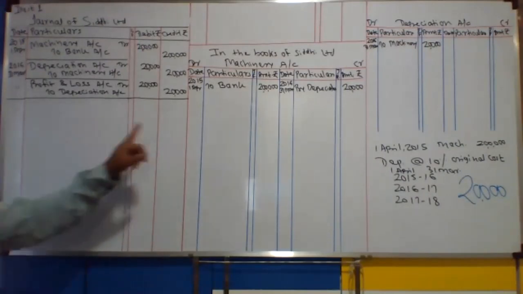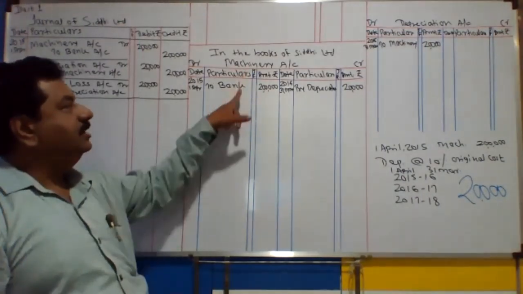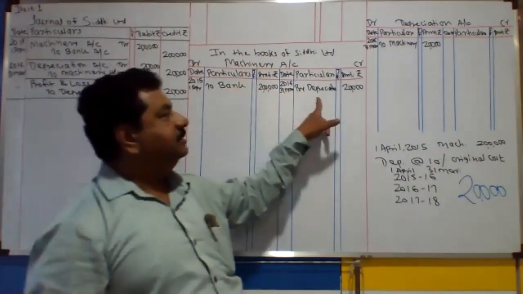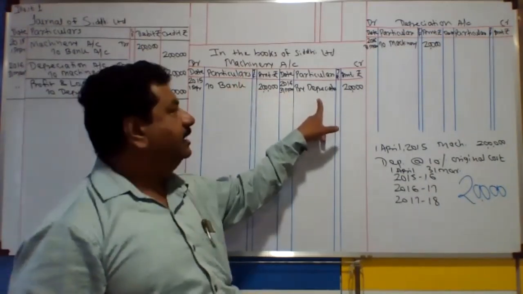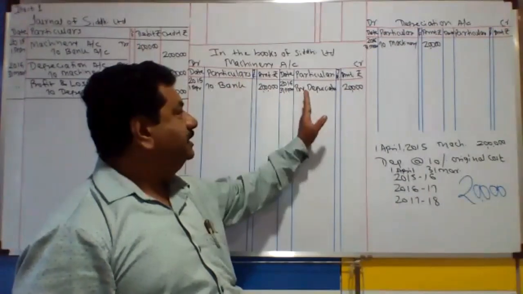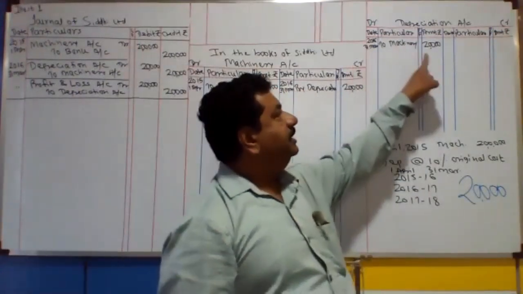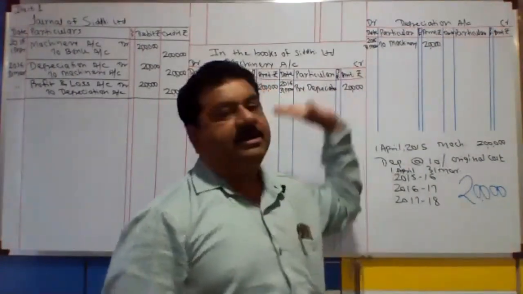So this is the posting of the first entry, machinery account debit to bank. Machinery la लेते to bank. This is the posting of the second entry. दो account में आएगा. Here it is by depreciation. Machinery account la by depreciation 20,000. Depreciation account la to machinery 20,000.